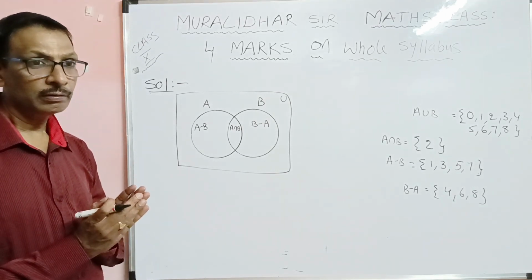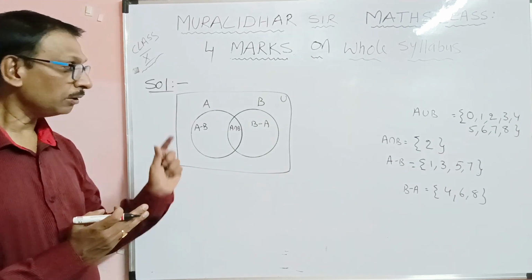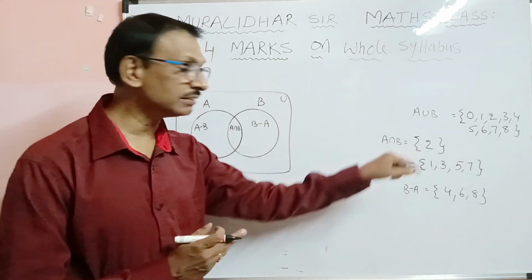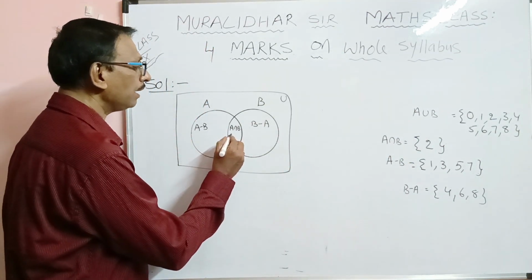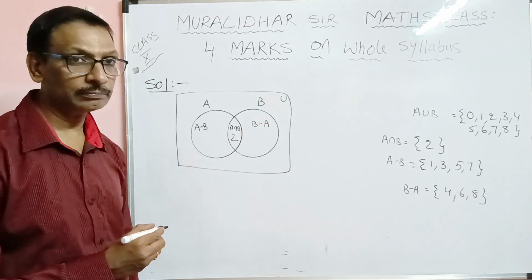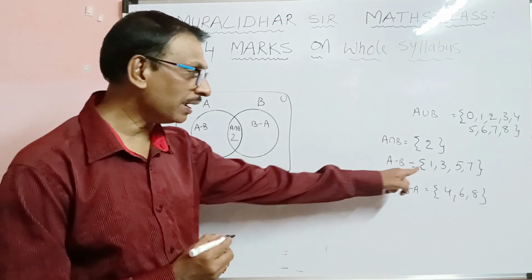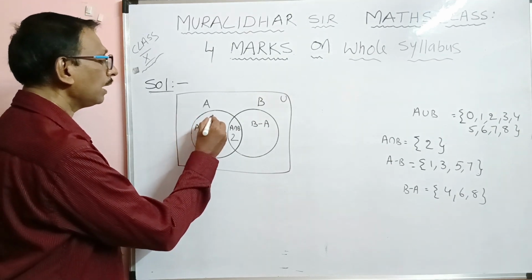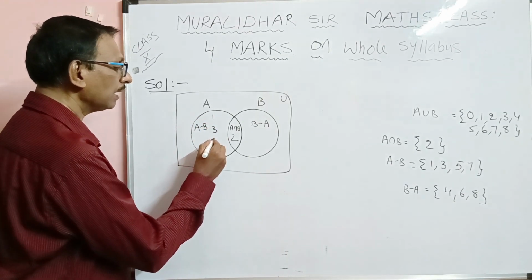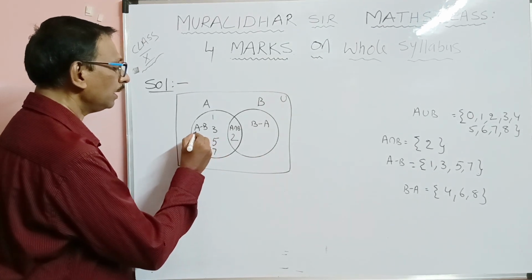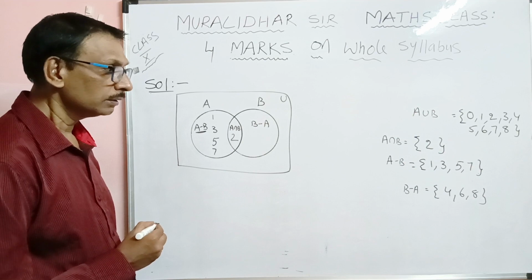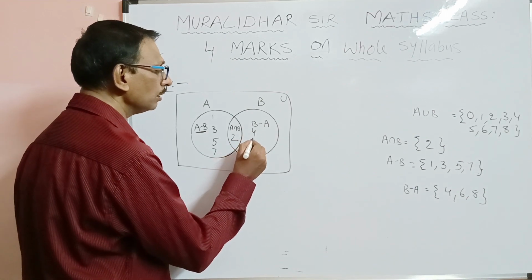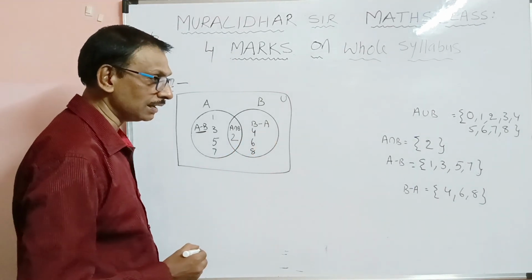First you fill up from the common part. మనం వెన్ డయాగ్రామ్ ఎప్పుడు సరే కామన్ పార్ట్ నుంచి స్టార్ట్ చేయాలి. కామన్ పార్ట్ అంటే A intersection B ఈక్వల్ టు 2 ఇక్కడ, కాబట్టి A intersection Bలో 2 అనే ఎలిమెంటే వేయాలి. తర్వాత A minus B పార్ట్ని ఫిలప్ చేయాలి. 1, 3, 5, 7. కాబట్టి A minus B పార్ట్లో 1, 3, 5, 7 అనే నంబర్స్ వేయండి. ఇది A minus B. తర్వాత 4, 6, 8 అనేది B minus A. అంటే ఇక్కడ 4, 6, 8 ఇలా ఫిలప్ చేయాలి.